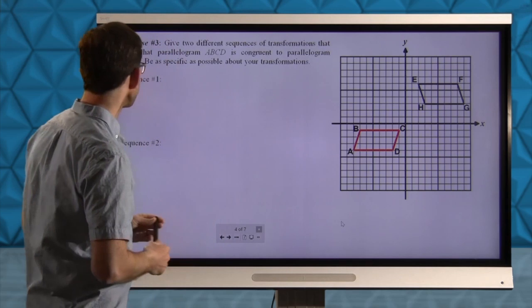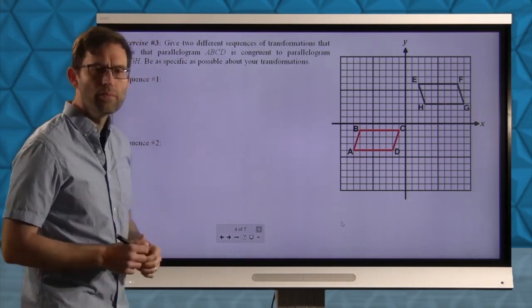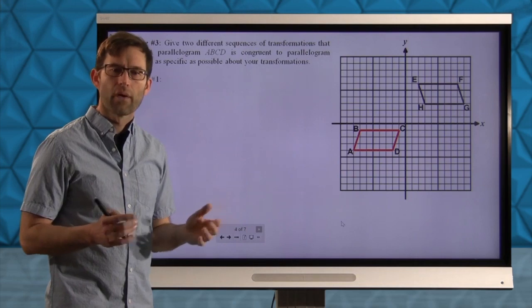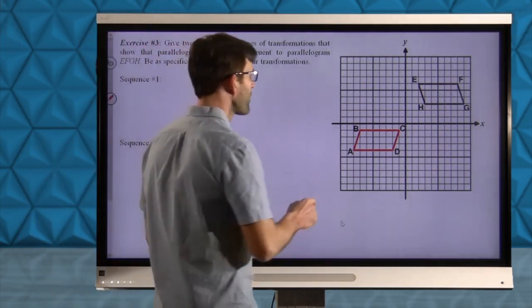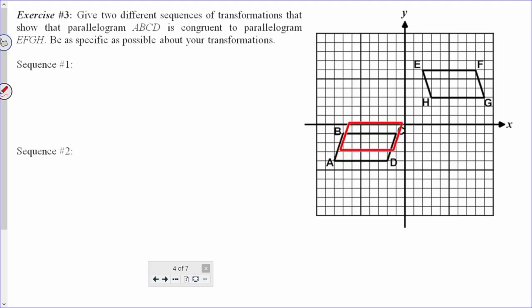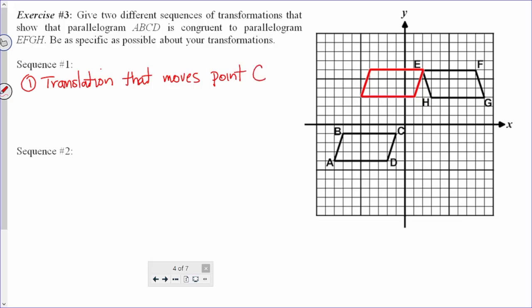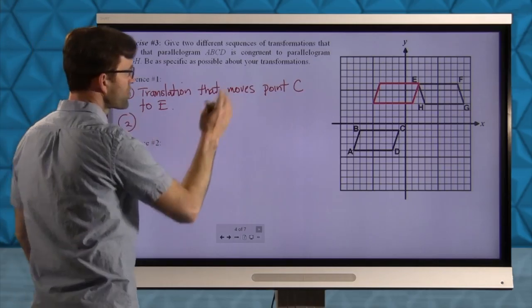All right, let's go through it. Okay, so many different ones would work. One of them that would work is basically taking this, translating it up so point C gets translated to point E. So I'm going to do a translation that maps point C to E. All right? And that would put us right there.